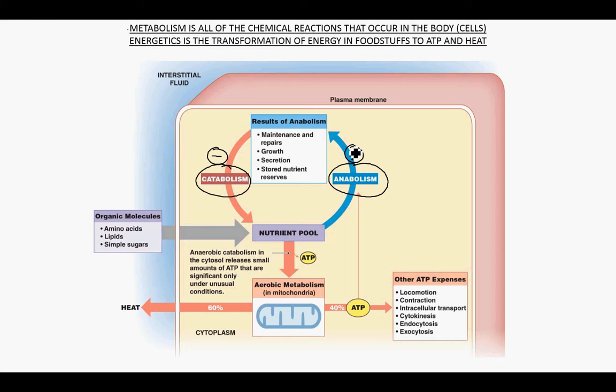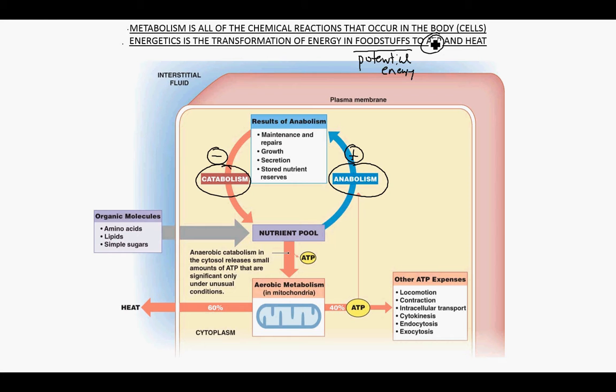The energetics is the transformation of energy in the foodstuffs to ATP and heat, right? So these foodstuffs, this is why we are eating. So these foodstuffs are potential energy that the cell can't use directly, right? But that potential energy will be converted into ATP, which is the energy molecule of the cell. That is the molecule that the cells are going to use to do all sorts of different functions.